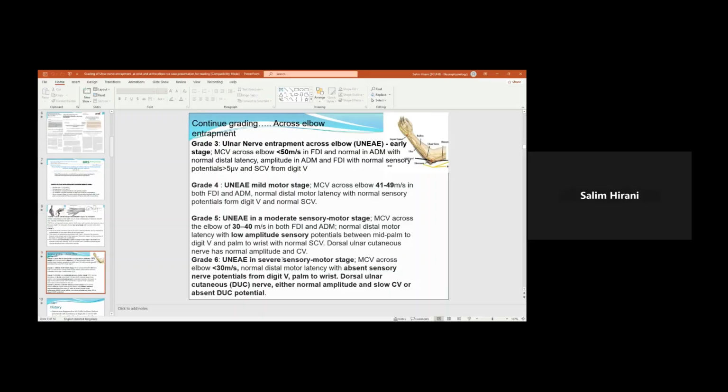Then grade 4. Please do not think about the grade numbers being higher; it is only to help understand the grading that differentiates between those levels of entrapment.